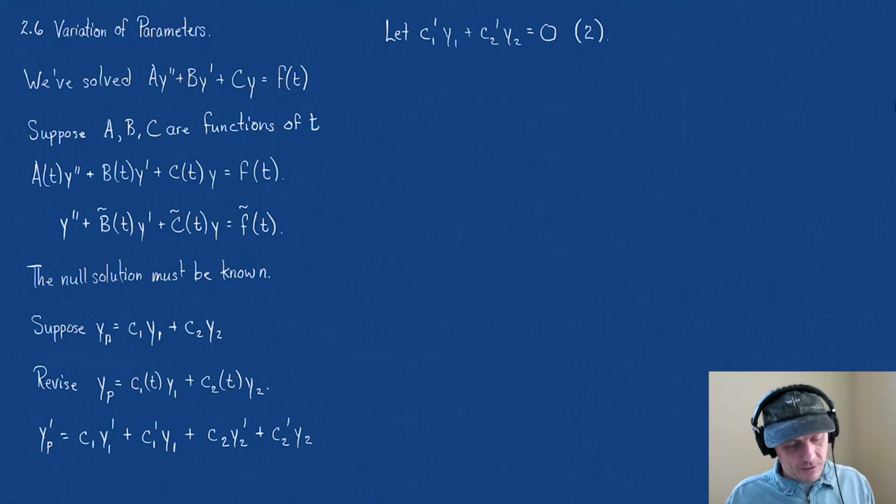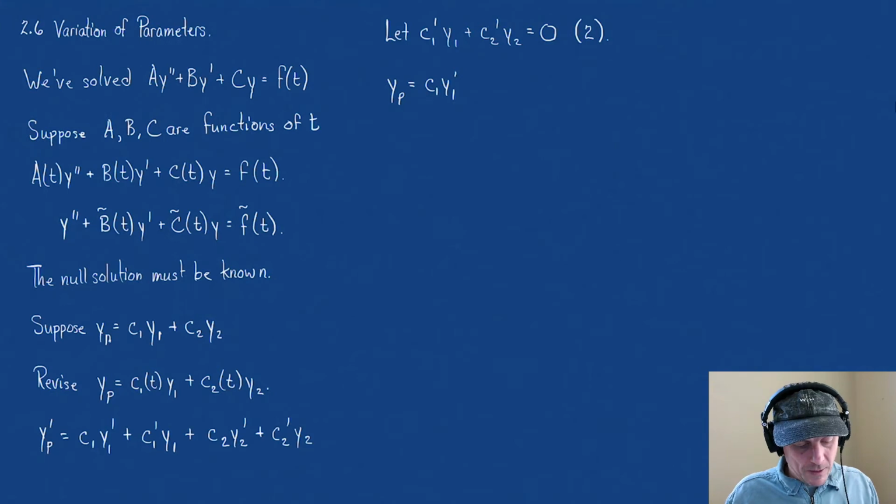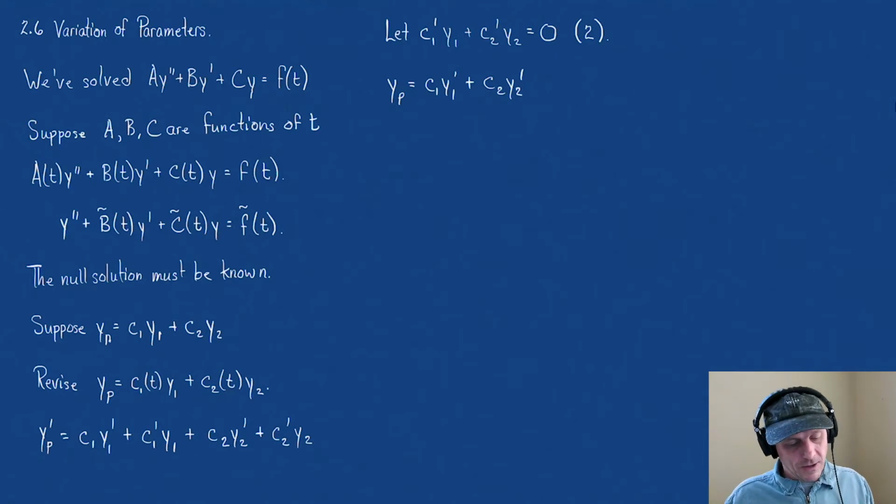Well, now I can rewrite my y particular prime. It is now just c1 y1 prime plus c2 y2 prime. And now we can continue. So let's find y particular double prime. We apply the product rule.